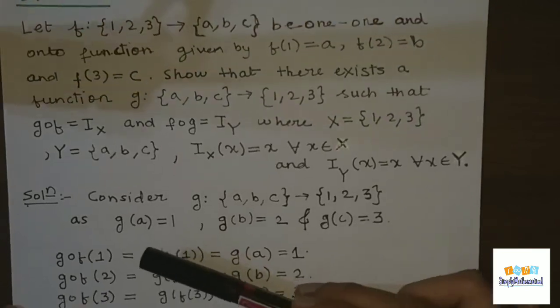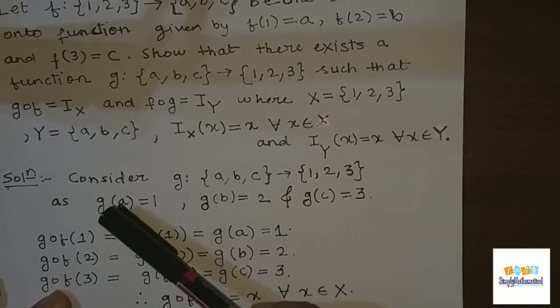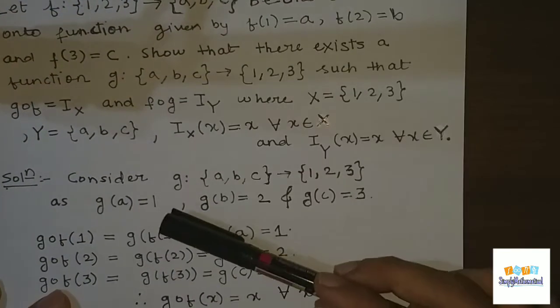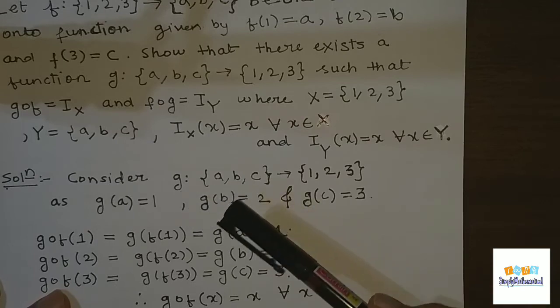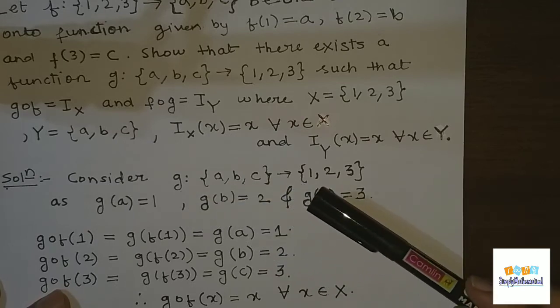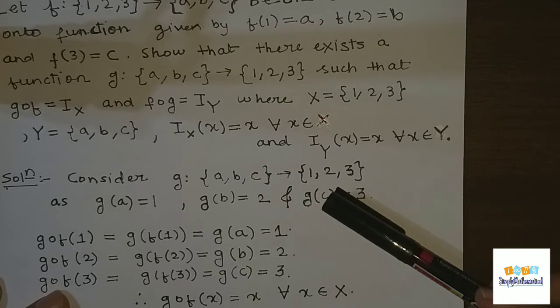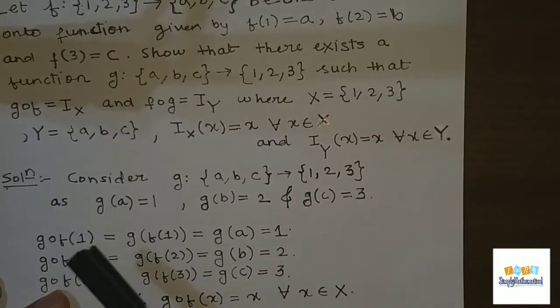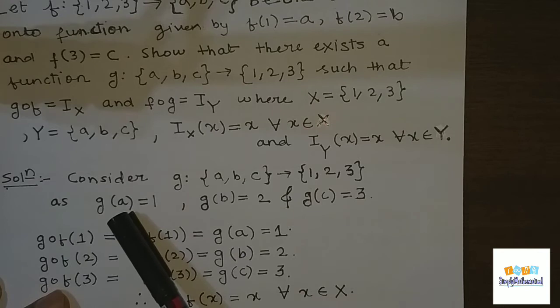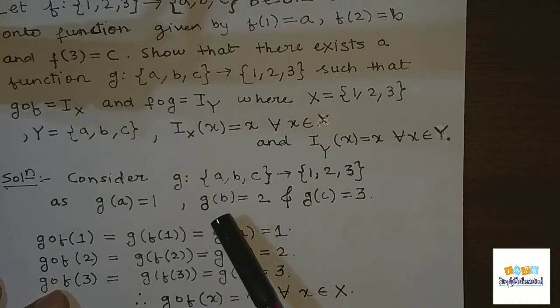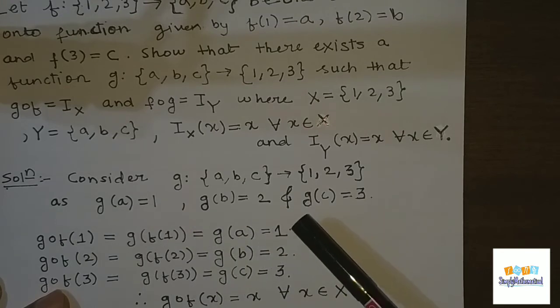Let us look at the solution of this example. Consider a function g from {a, b, c} to the set {1, 2, 3}, defined as g of a is equal to 1, g of b is equal to 2 and g of c is equal to 3.